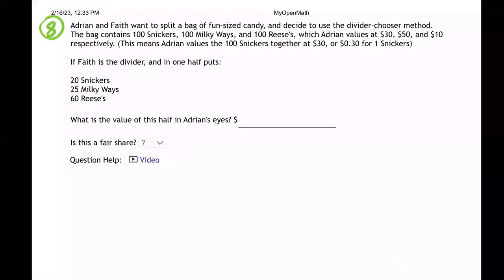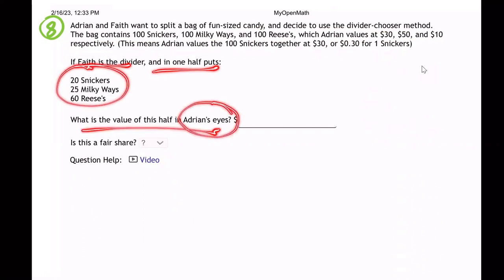Okay, so Adrian and Faith want to split a bag of fun-sized candy and decide to use the divider chooser method. The bag contains 100 Snickers, 100 Milky Ways, 100 Reese's, which Adrian values at 30, 50, 10, respectively. This means Adrian values 100 Snickers at $30, or 30 cents for one Snicker. If Faith is a divider and in one half puts this, what is the value of this half in Adrian's eyes?